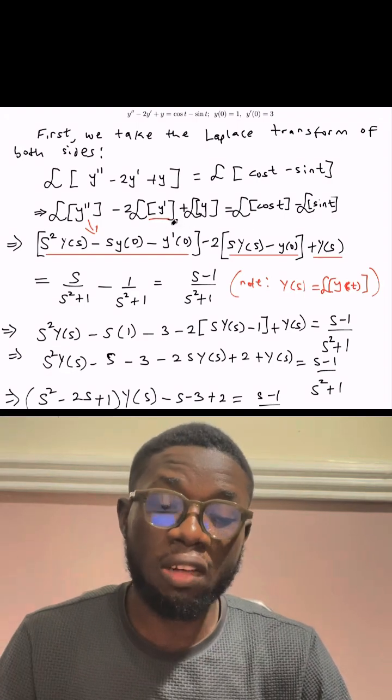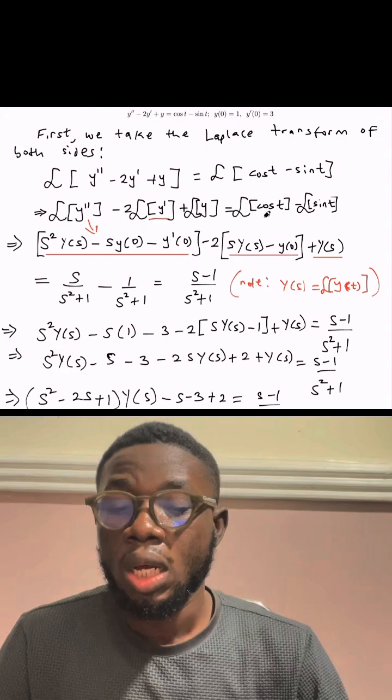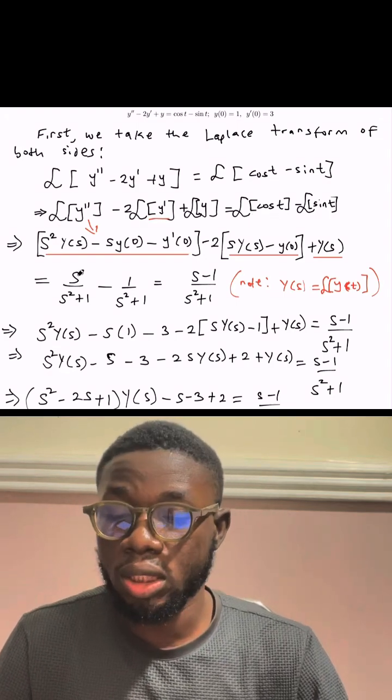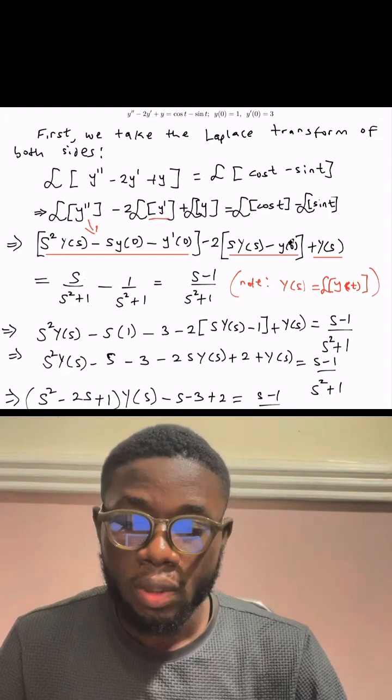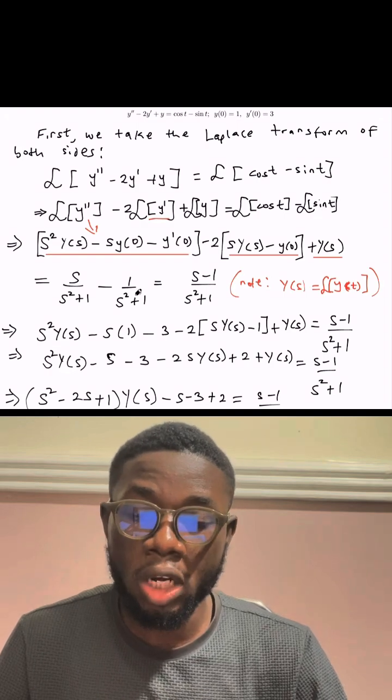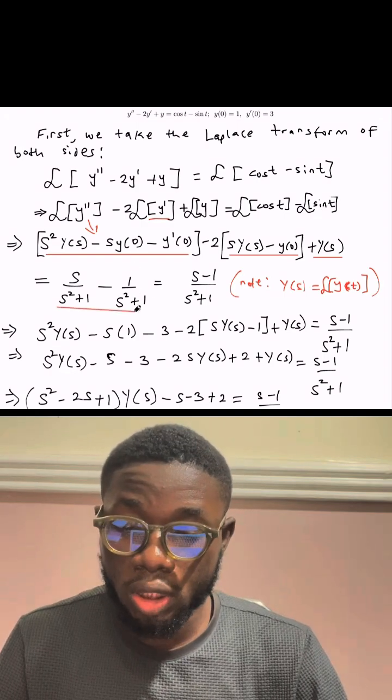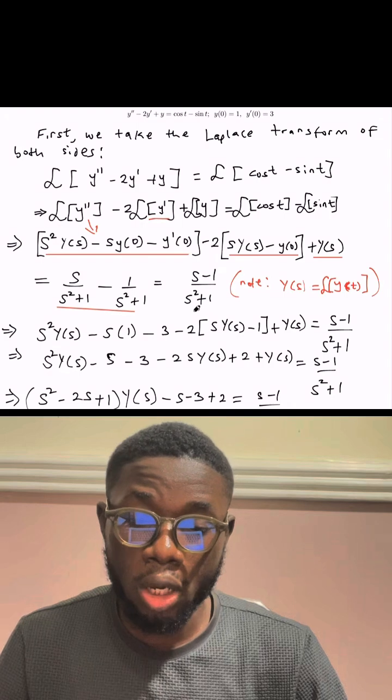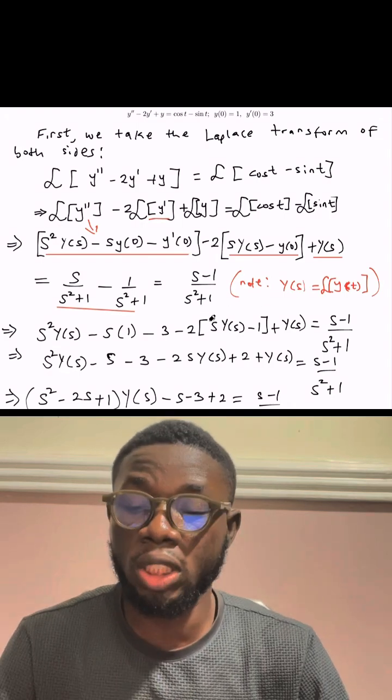So I've taken care of the left hand side. For the right hand side, the Laplace transform of cosine is s over s squared plus 1, and that of sine is 1 over s squared plus 1. When you solve this, you get s minus 1 over s squared plus 1. So I think I've put a note here as well.